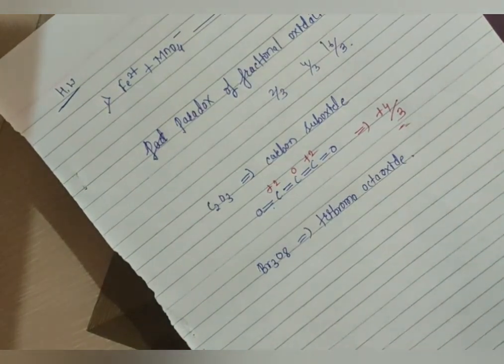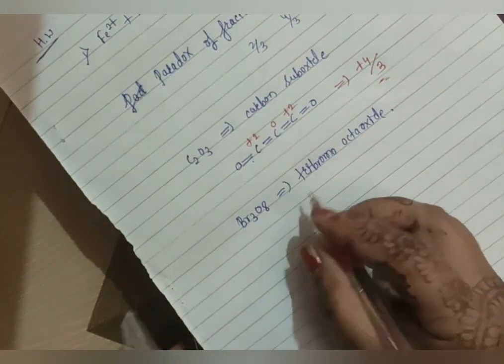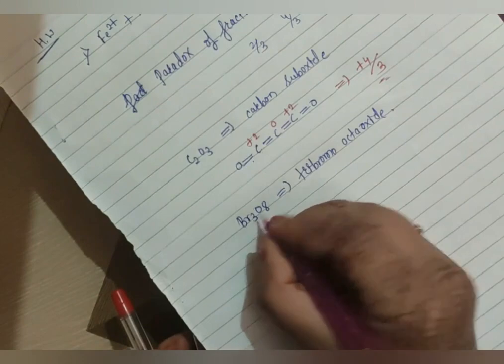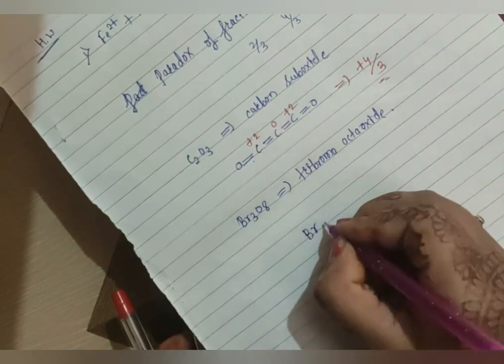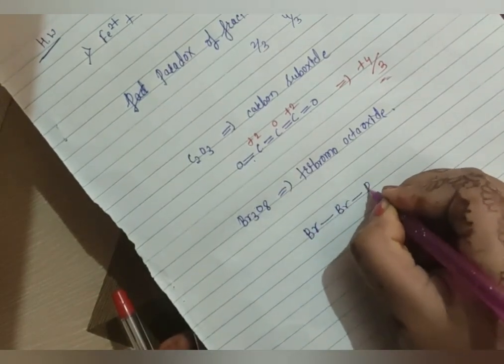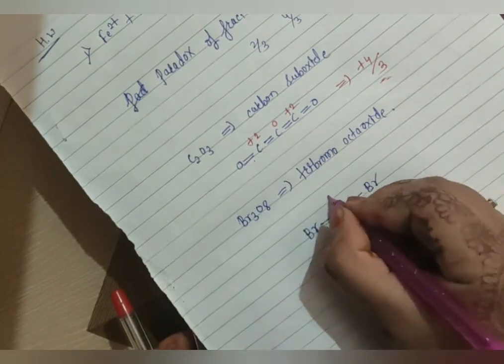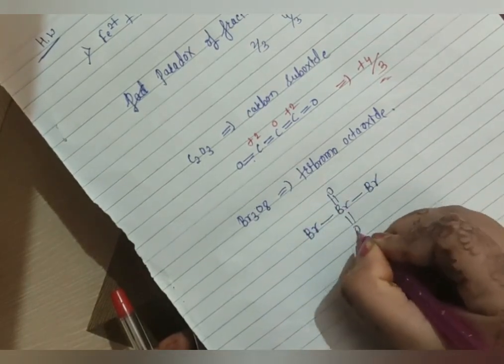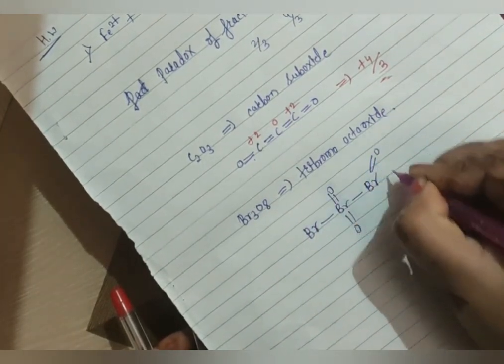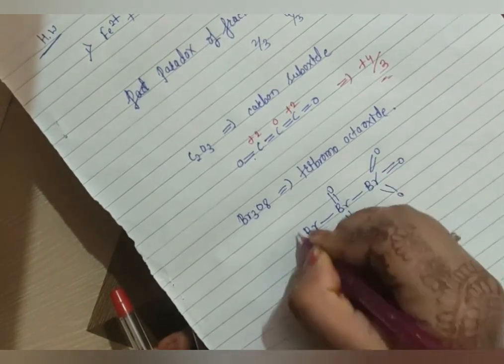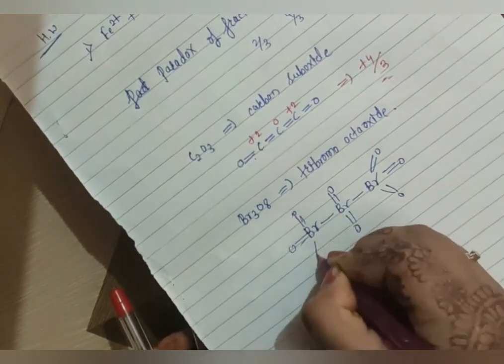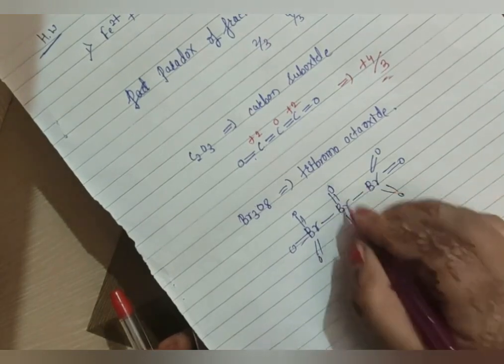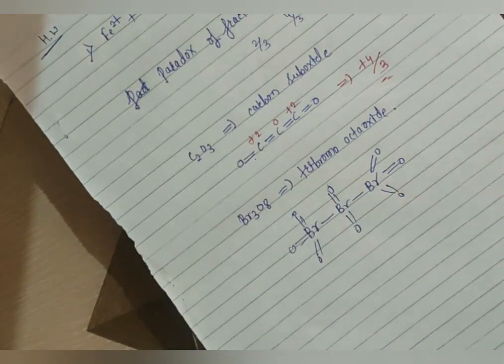Tribromo octa oxide. So the structure: in total we have 3 bromines. First you have to write the bromine, total 3 bromine. In total we have 8 oxygen. So each bromine here, we have here in the middle, total 3 oxygen here. Here also 3 oxygen. And 6 plus 2, in total we have 8 oxygen.